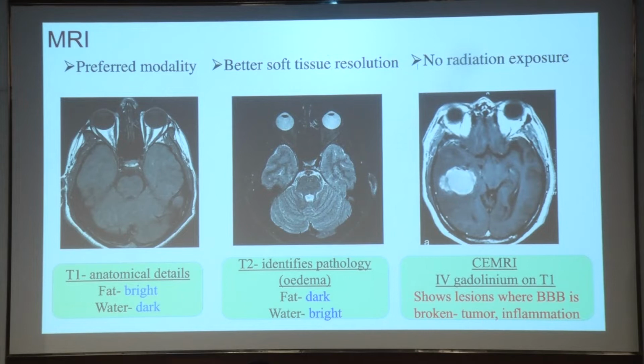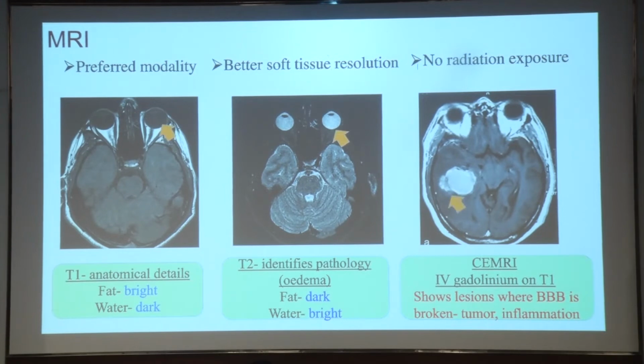Now coming to MRI, the preferred modality, it is the best modality for soft tissue resolution, and also does not provide radiation exposure. The 2 common sequences that you use are T1 and T2. T1, to simplify things, the fat is bright, water is dark. So it gives you the anatomical details very nicely. And T2 identifies the pathology, especially edema. Why? Because the water is bright in this. And in contrast-enhanced MRI, you use IV gadolinium. So whenever there's a breakdown of the blood-brain barrier, like in case of tumors, you see a post-contrast enhancement.